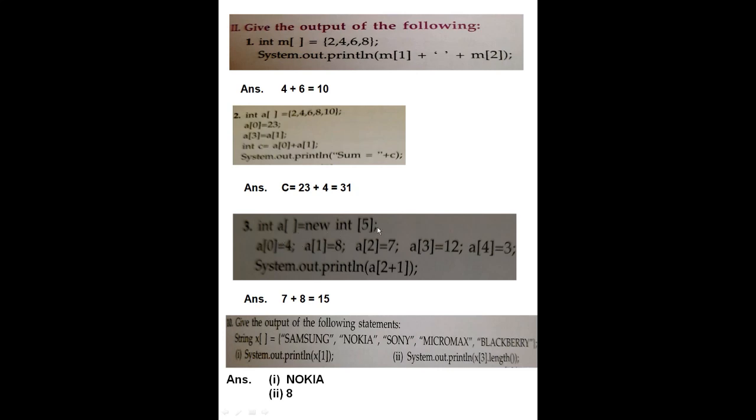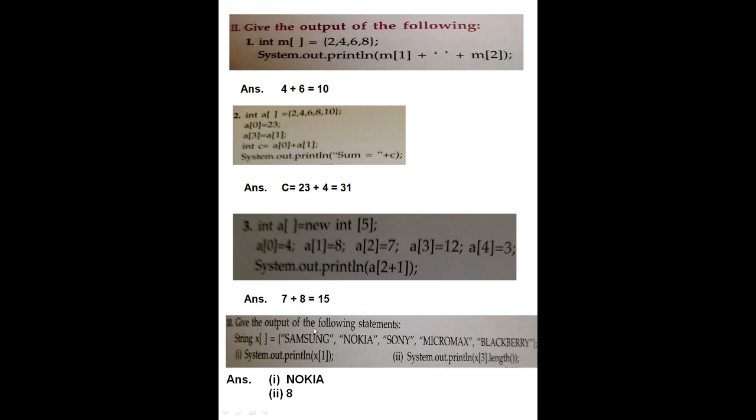Now next question, int A, new int 5. Here 5 elements are there: A0, 4, A1, these elements are in the positions. System.out.println(A[2] + 1), means A2. Which element is at A2? 7. And A1 is 8. 7 plus 8 became 15. 15 will be the answer.